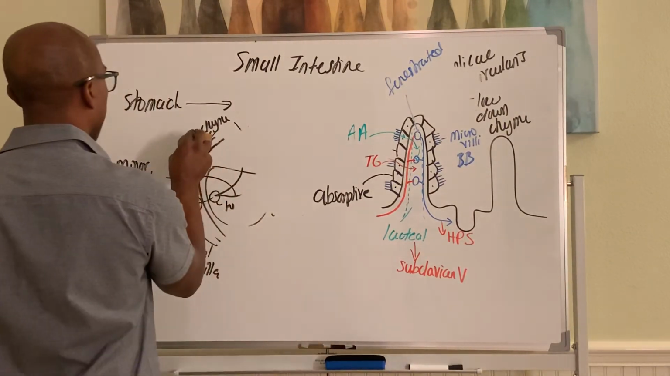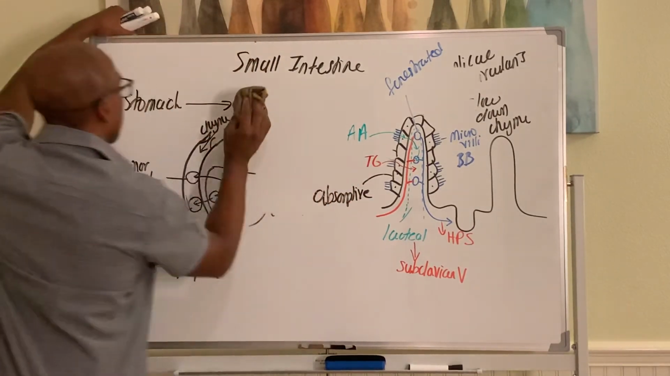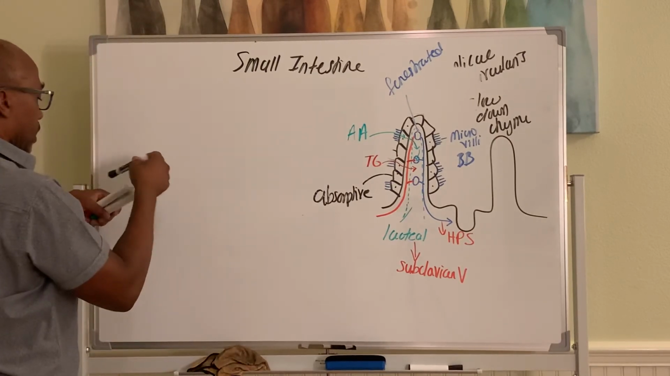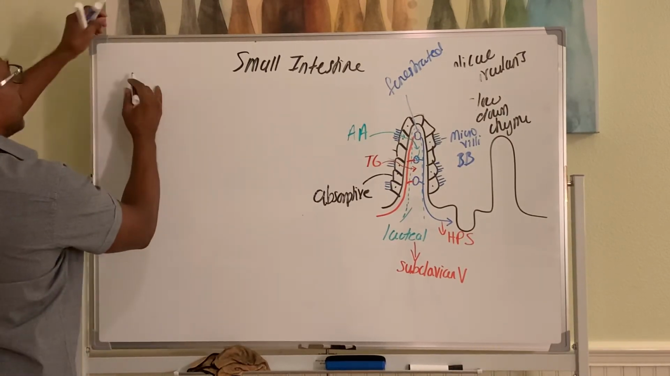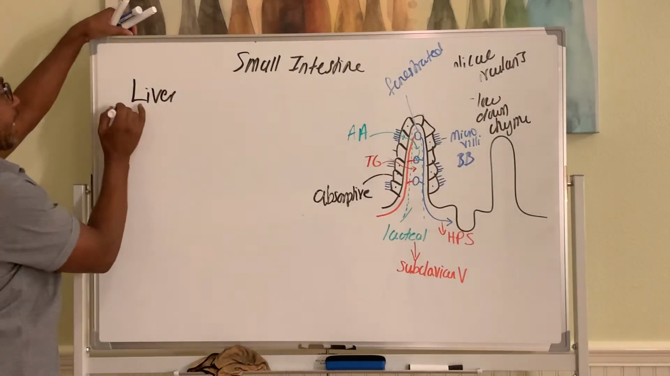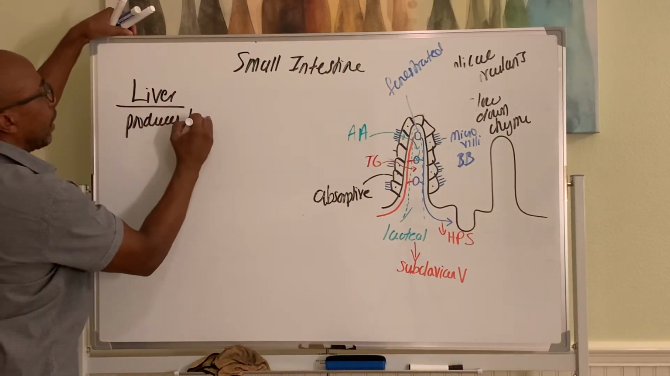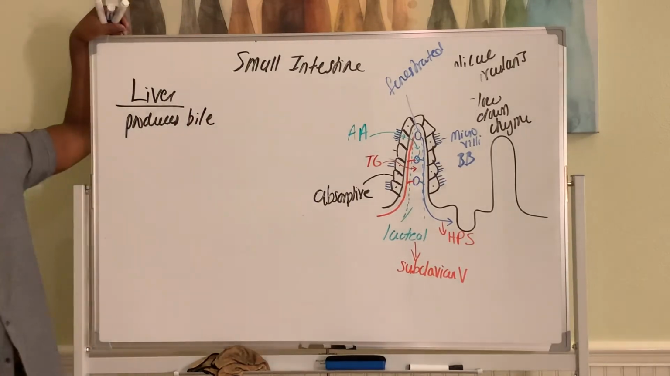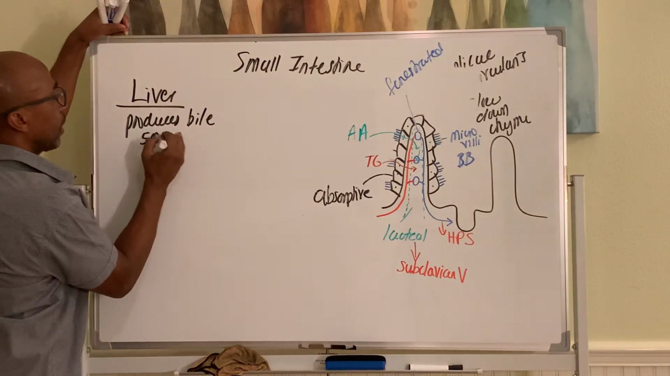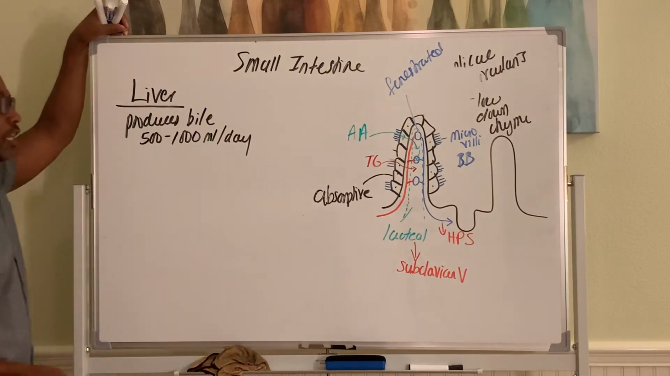Let's briefly hit a little bit more back on this idea of the liver here. The liver, which we call an accessory organ, its main job in terms of digestion, at least in a very simplified way, is that it makes bile, produces bile at a rate of about 500 to 1,000 mLs per day. So it's a lot of bile.